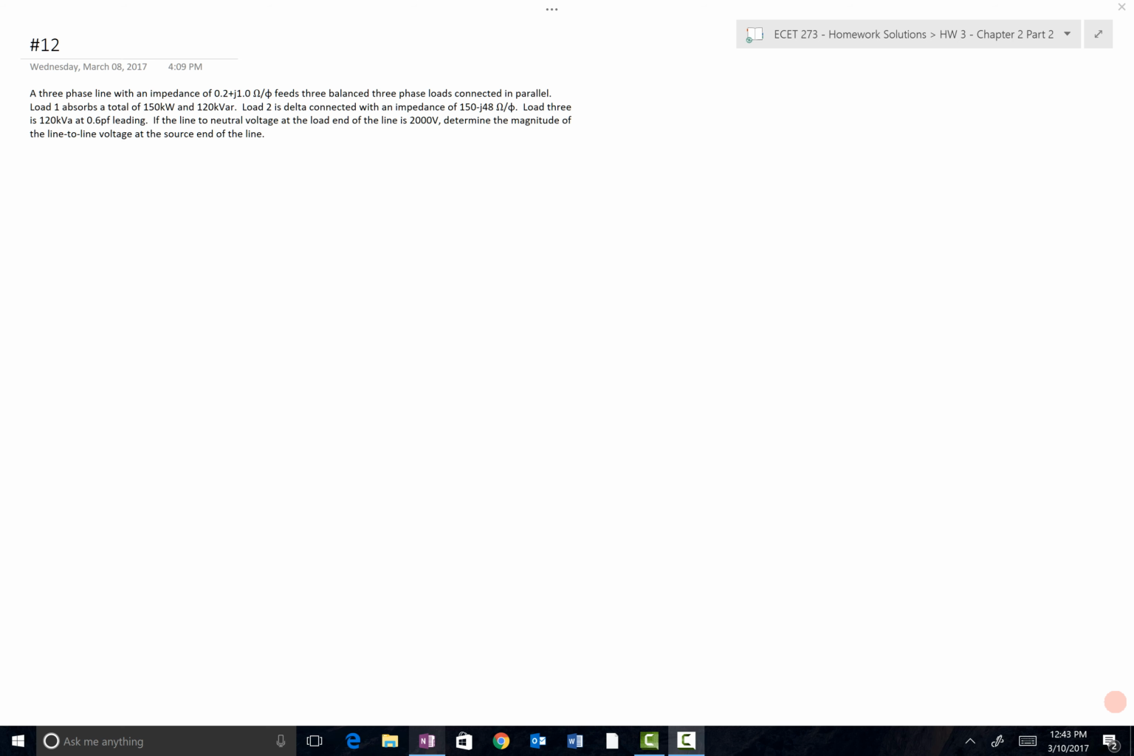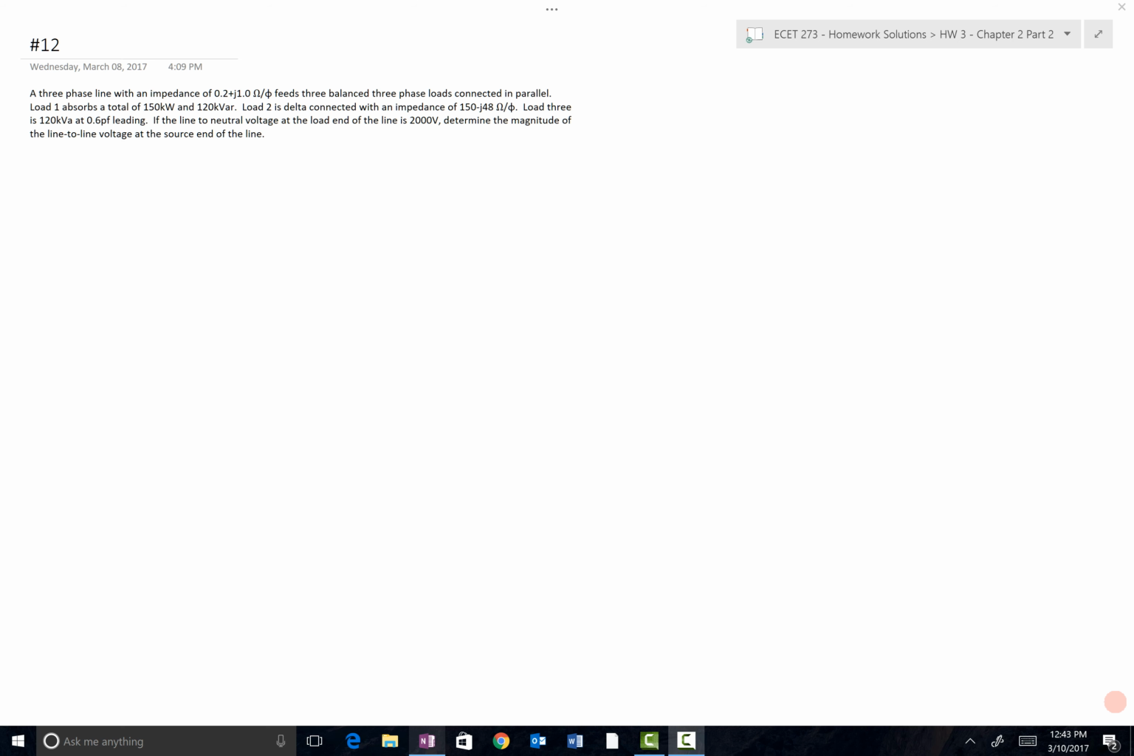Homework Solution 3.12. A three-phase line with an impedance of 0.2 plus j1.0 ohms per phase feeds three balanced three-phase loads connected in parallel. Load 1 absorbs a total of 150 kilowatts and 120 kilovar. Load 2 is delta connected with an impedance of 150 minus j48 ohms per phase. Load 3 is 120 kVA at 0.6 power factor leading.